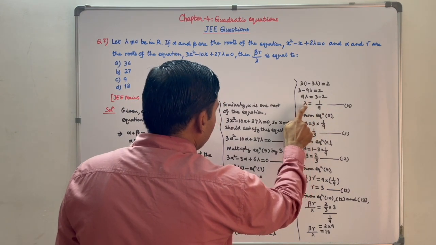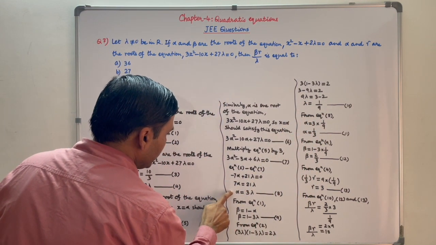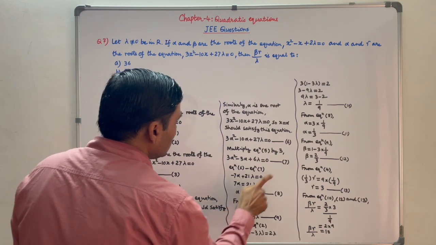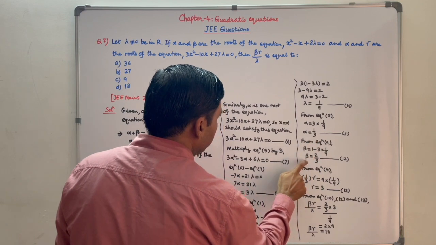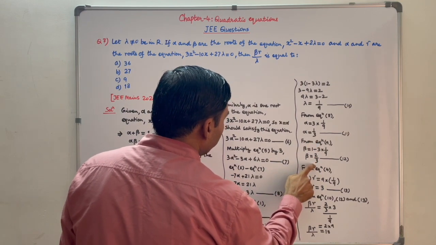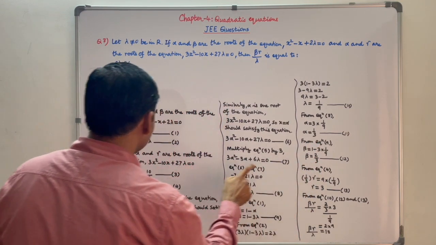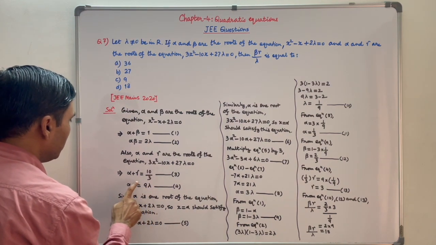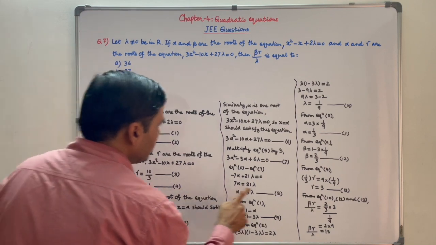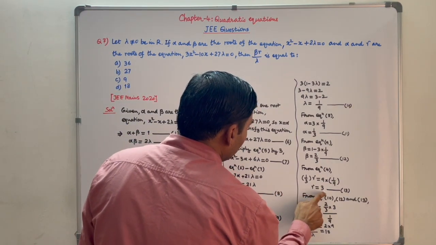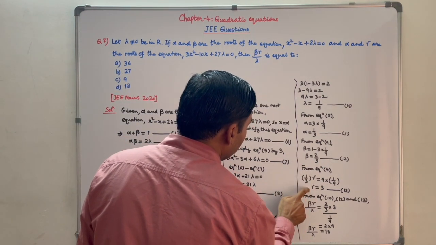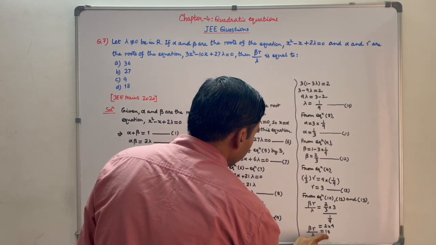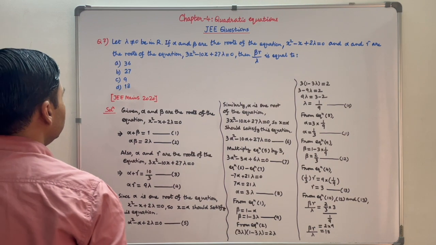Now put the value of lambda in equation number 8 and 9 to get the values of alpha and beta. So alpha is equal to 1 by 3 and beta is equal to 2 by 3. Now from equation number 4, put the value of alpha and lambda to get the value of gamma. So gamma is equal to 3. Now we have got the values of beta, gamma and lambda. So beta gamma upon lambda is equal to 18. So option D is correct.